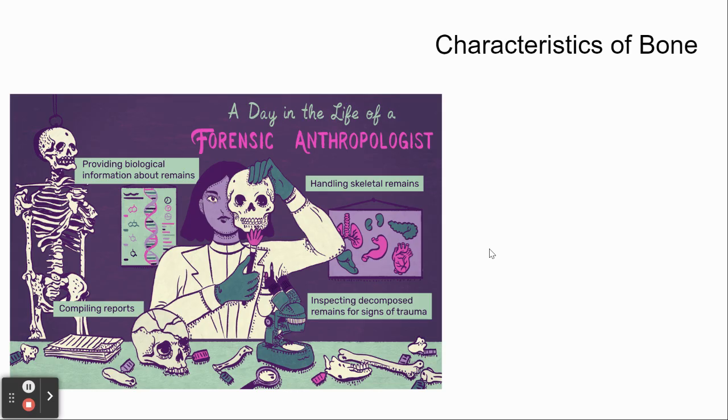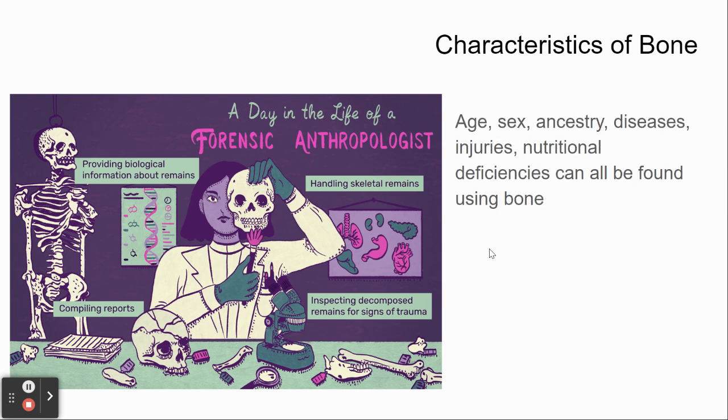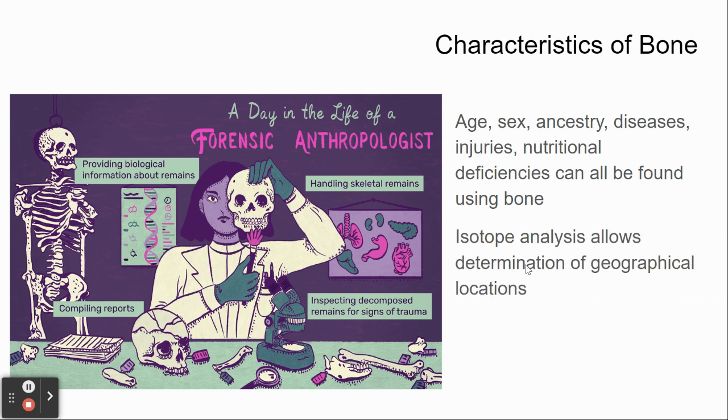All right. So some of the characteristics, obviously, that we've already mentioned with regard to bone: age, sex, ancestry, diseases, injuries, nutritional deficiencies, all of those aspects or characteristics. Many of them can be determined using bone, which is great. It becomes very important, obviously, when you start trying to figure out what can we get from this information, and there's a lot.